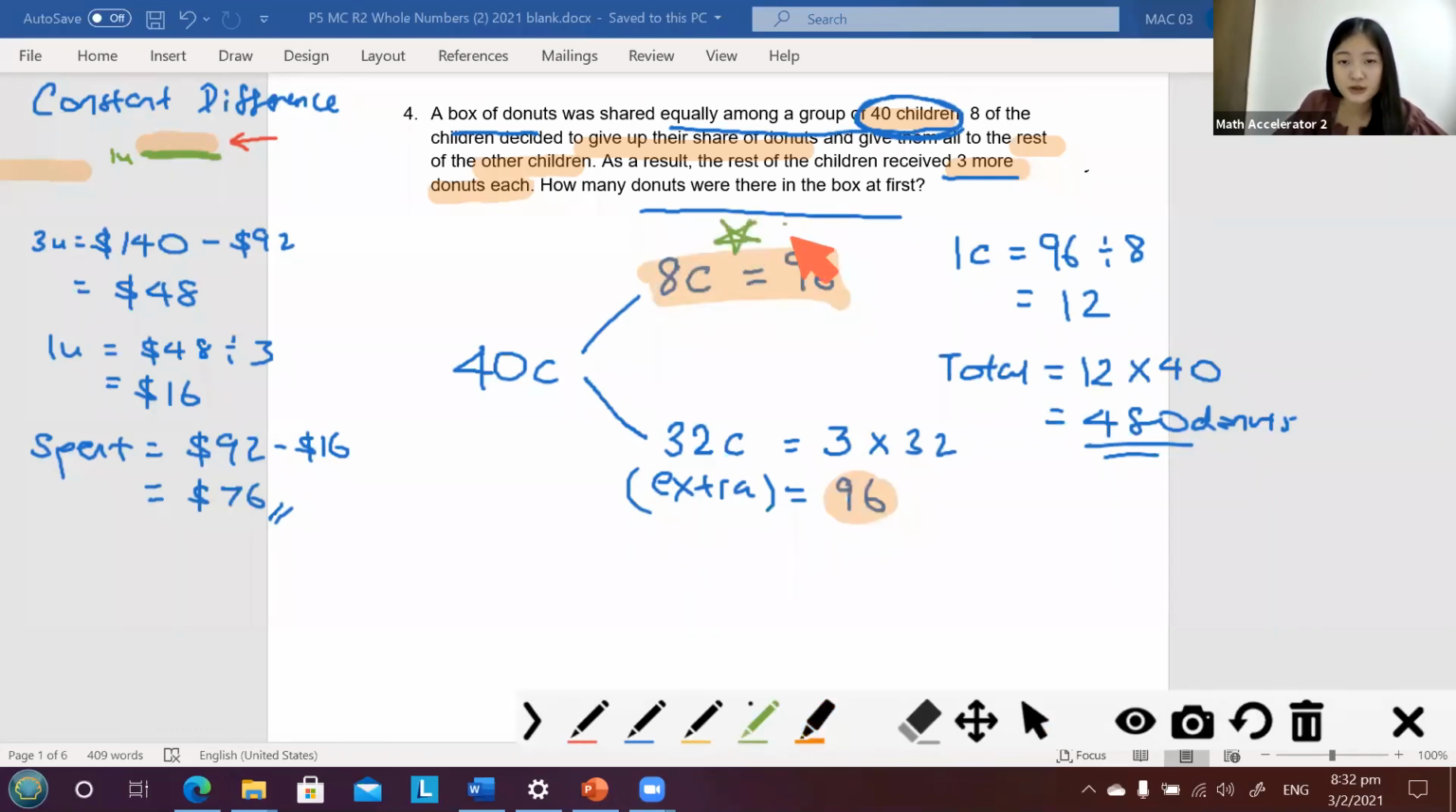If you cannot make this connection, you're not able to do the rest. Right, so you must think, where did this 96 come from? It came from the 8 children because they don't want it anymore. Okay, don't know why they don't want, but they don't want already. So they give away. Give away, that's why they ended up with 96 extra. Right, that's why we can make this connection.